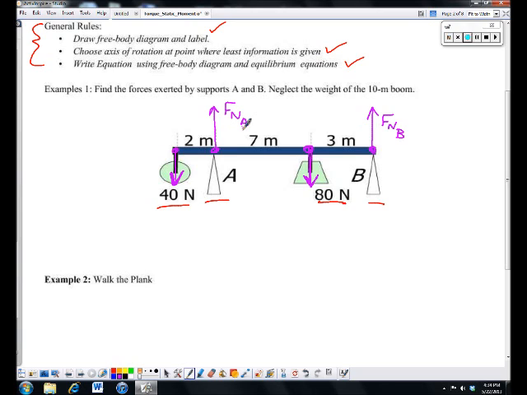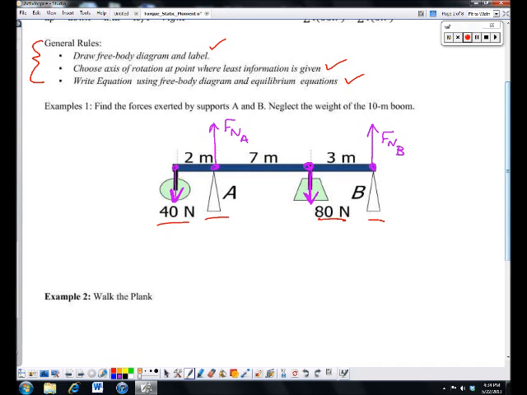Now, the second trick to static questions is picking the best location for your pivot. I don't know anything about point A, and I don't know anything about point B, so I'm going to choose one of those two. It doesn't matter. I'm going to go ahead and mark that. I'm going to say this is my pivot for the moment.